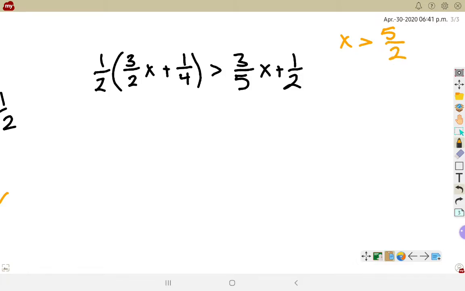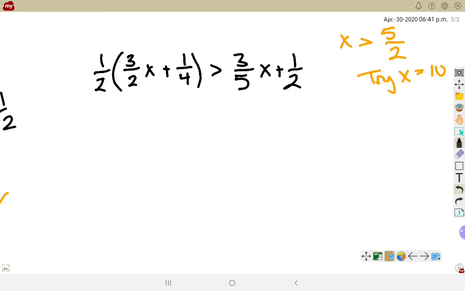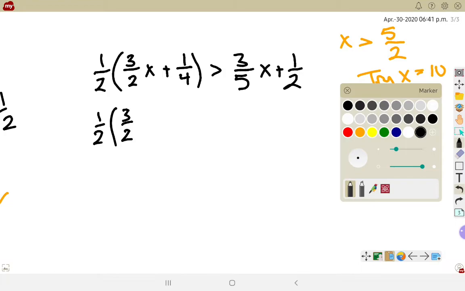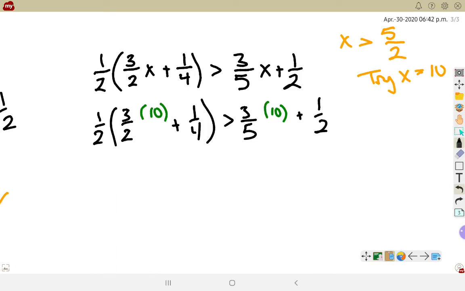Okay. The second part, we said that x was greater than 5 over 2. So I have to try something that's bigger than 5 over 2. Again, I'm just going to try something nice like x is 10. Okay, easy to multiply by 10. And when I look at my fractions, I think it's going to get rid of my denominators because 10 is a multiple of those denominators. So let's look. I've got 1/2 times 3 over 2, and instead of writing x, I'm going to fill in 10. And then we've got plus 1/4. Should be greater than 3 over 5, and again, instead of x, I'm going to fill in that value of 10, and we're going to still add that 1/2.